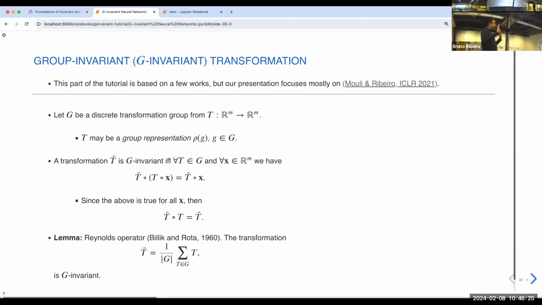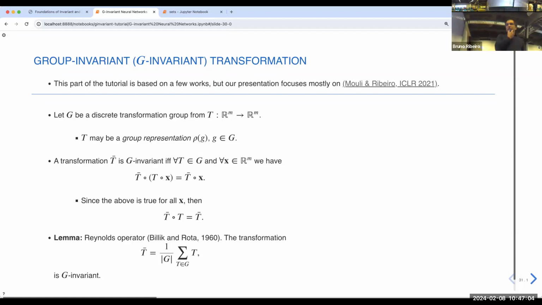I want to find a T bar transformation. I'm not saying it's a group transformation. I'm saying actually it cannot be a group transformation. Think about it. I'm just saying that I want some transformation T bar that has this property, okay? I'm looking for it. Now, since the above is true for all x, therefore it needs to have this condition here. So if I apply this transformation and apply T bar, it is the same as just applying T bar. It's invariant.